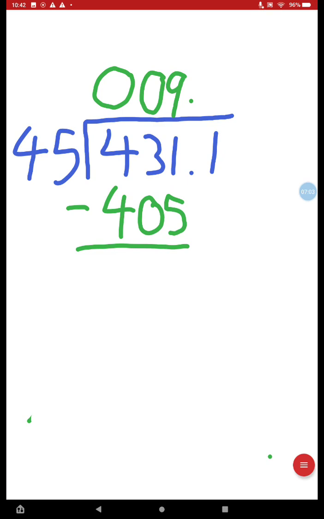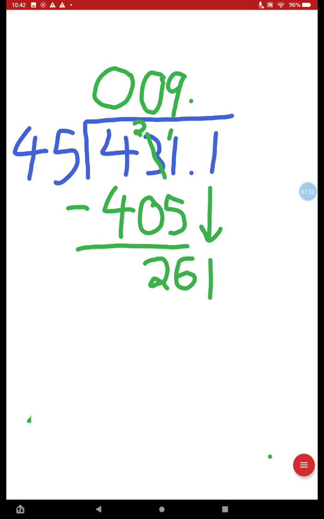Let's do a little subtraction. 1 subtract 5, can't do that. Borrow from the 3. 3 becomes a 2. 1 becomes 11. 11 take away 5 is 6. 2 take away nothing is 2. 4 take away 4 is 0. Now what do we do? Say it with me. Divide, multiply, subtract, and bring down the 1.